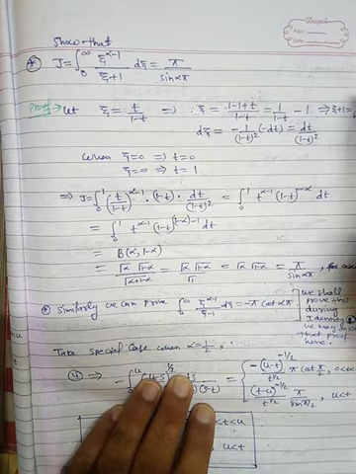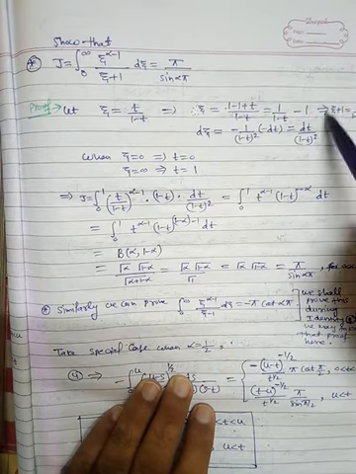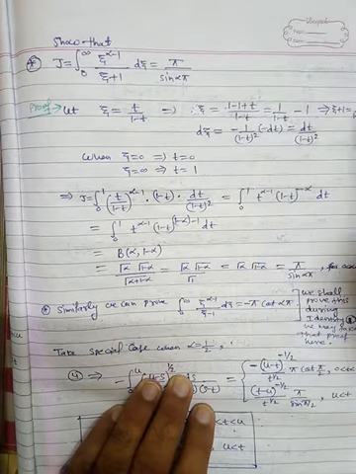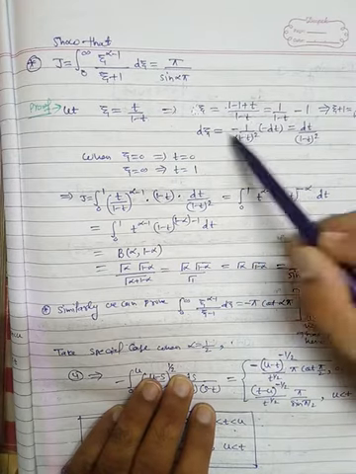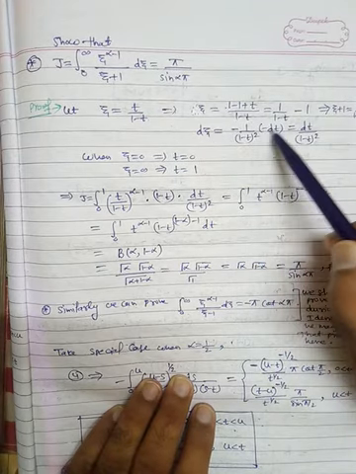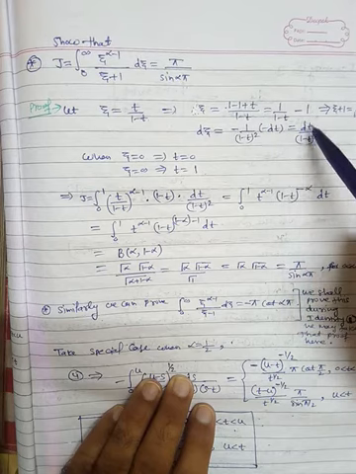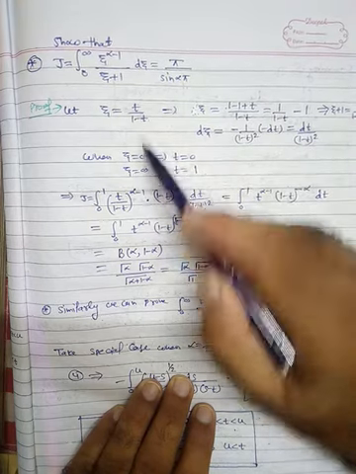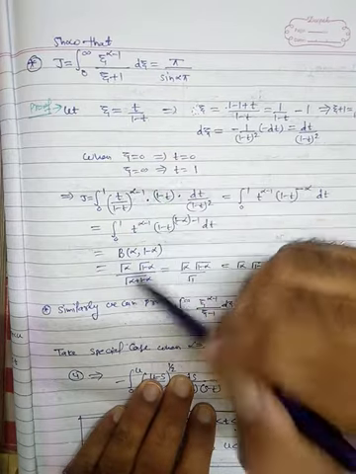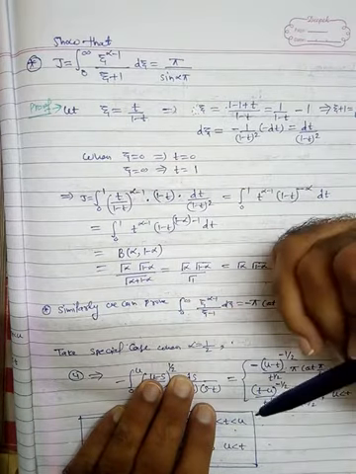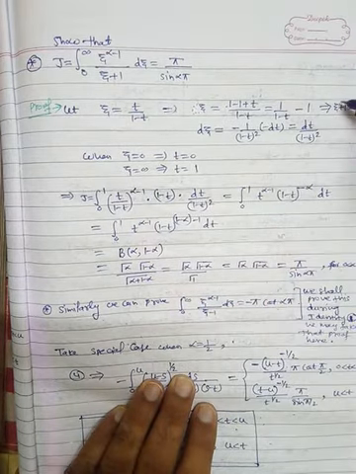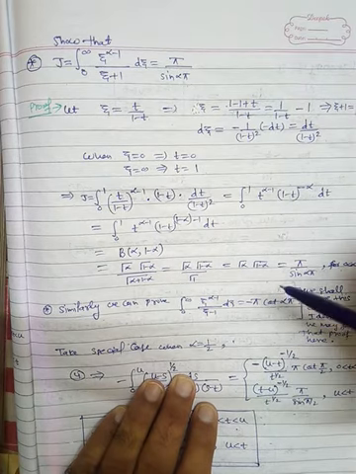Now differentiate this. So when you differentiate this, you will get d xi. Differentiate this with respect to t, we get minus 1 upon 1 minus t whole square minus dt. So minus minus becomes plus, so dt upon 1 minus t whole square. Now when xi is 0 here, t will be 0. Fine. When xi is 0, t is 0.